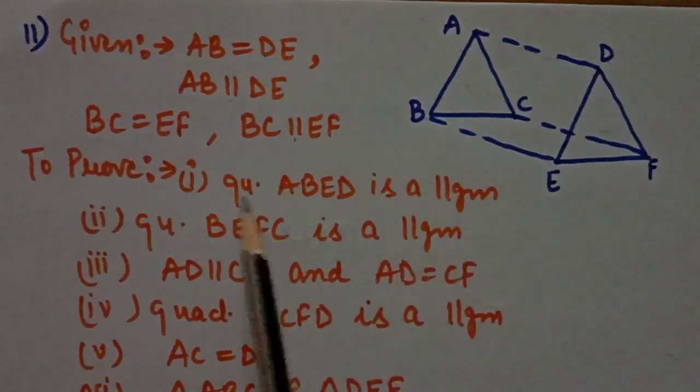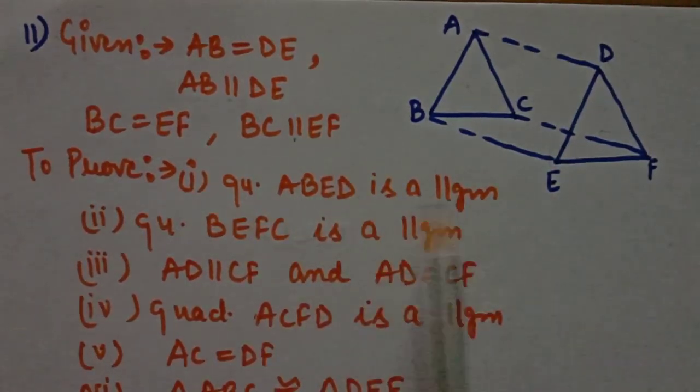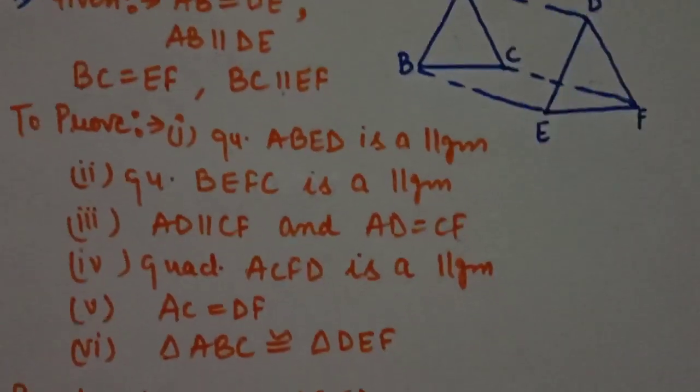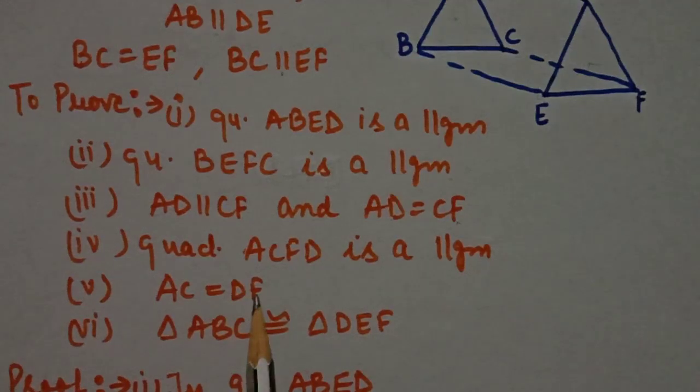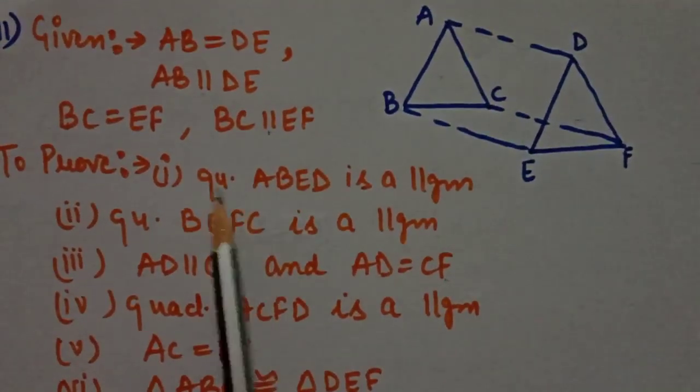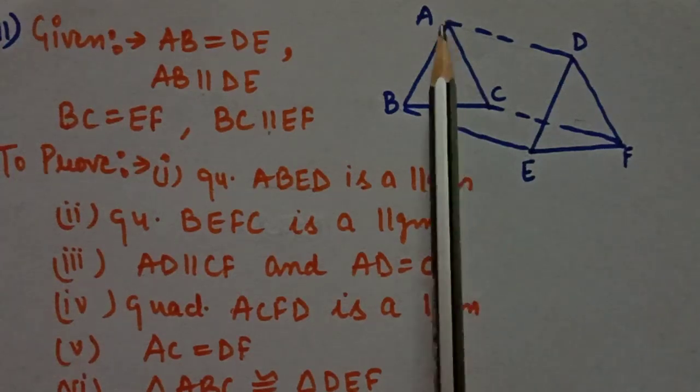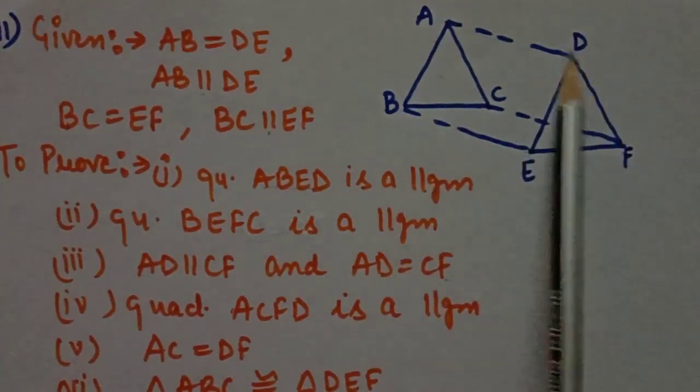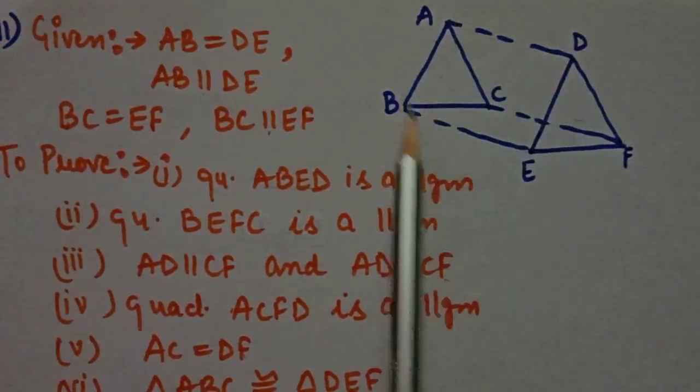A is joined to D, C joined to F, and B joined to E. So we have to prove that quadrilateral ABED is a parallelogram, quadrilateral BEFC is a parallelogram, AD is parallel to CF and AD is equal to CF, quadrilateral ACFD is a parallelogram, AC is equal to DF, and triangle ABC and triangle DEF are congruent to each other. So students, we will focus on the first part first, quadrilateral ABED. We have to prove that this is a parallelogram.